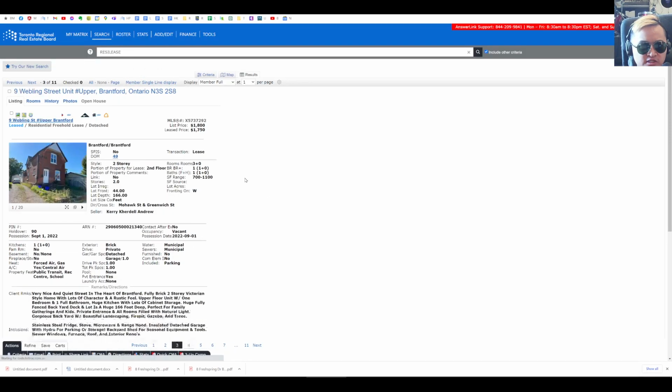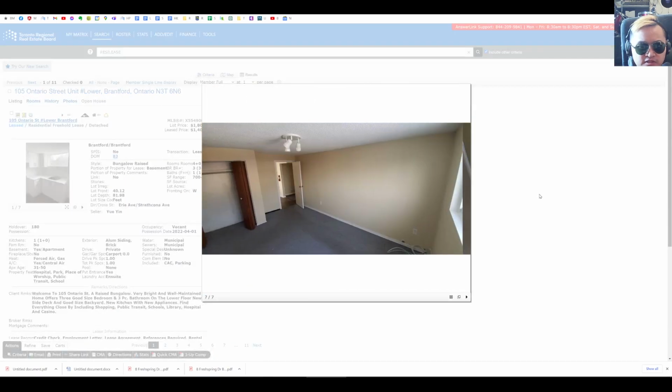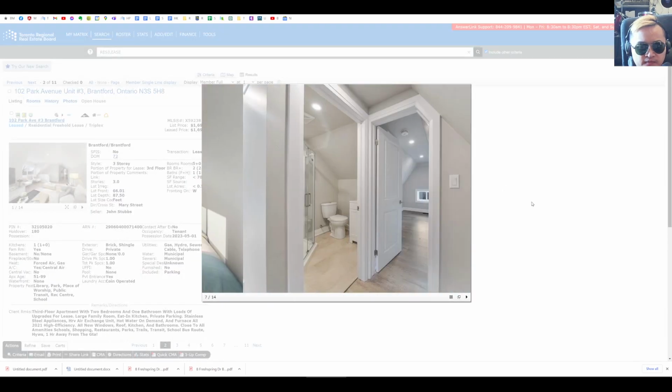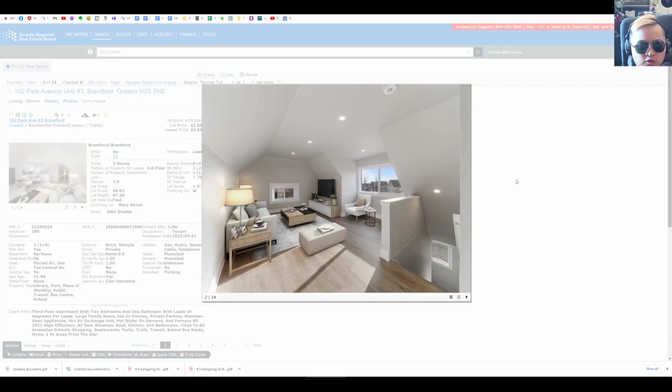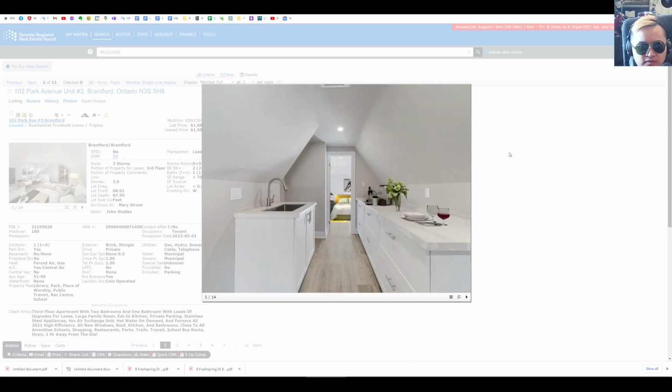Now let's take a look at the cheaper ones. For 1400, it's just a basement. Looks like this. And this is just the third floor. Well renovated, but small. Only 2 beds and 1 bathroom.